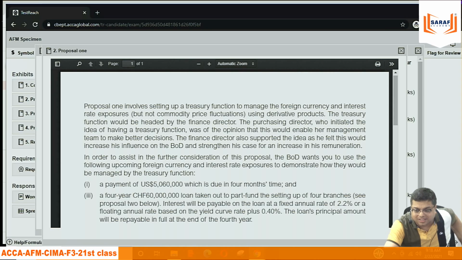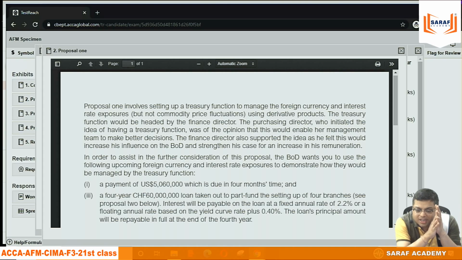Then he is a bad person. He is thinking about his benefit. For that reason, he is saying the purchasing director is good, because he is thinking that the board members will be more dependent on the finance team, treasury functions and all that. Which is, you can say, that goal congruency is violated. Or I can say that it is an autocratic style. Autocratic style is not good.